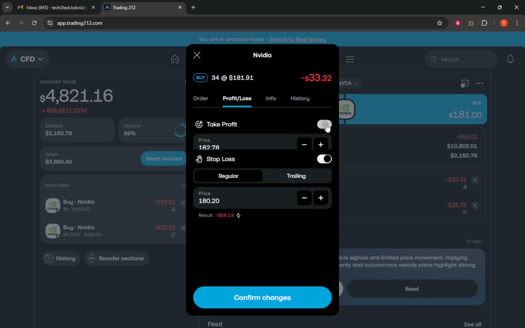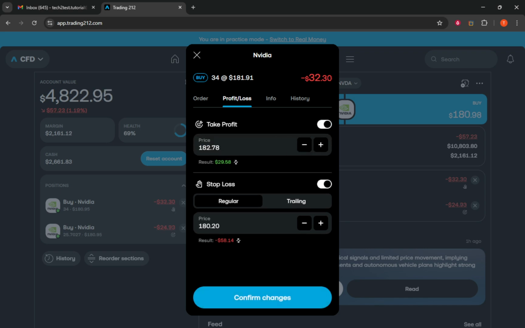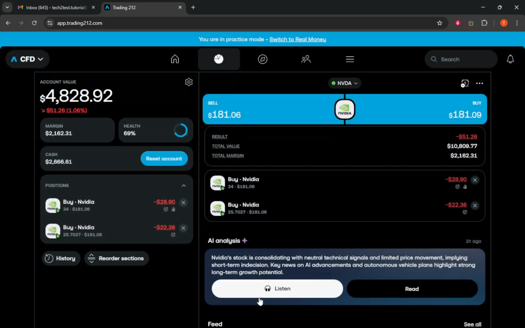If you're in a long or buy position, your take profit should be above the current market price. If you're in a short or sell position, set it below the current price. When you're happy with the level, save or confirm the order. From that point, the platform will automatically close the position once the price reaches or exceeds your chosen level. While you're there, you can also add a stop loss on the same position to define your maximum acceptable loss, which helps balance your risk and reward.